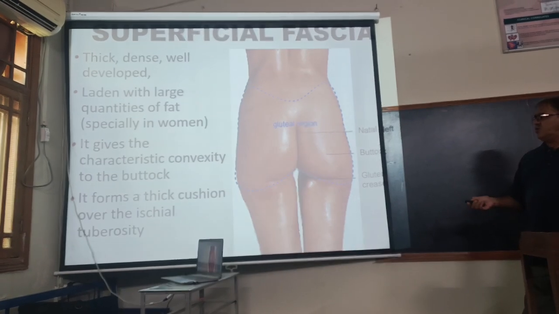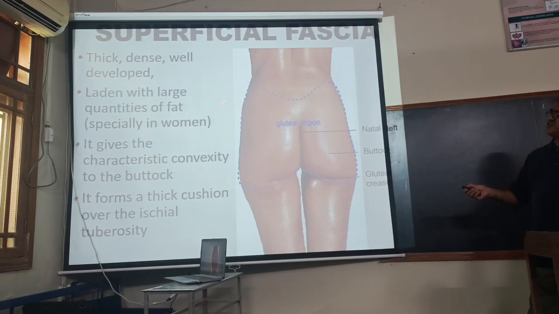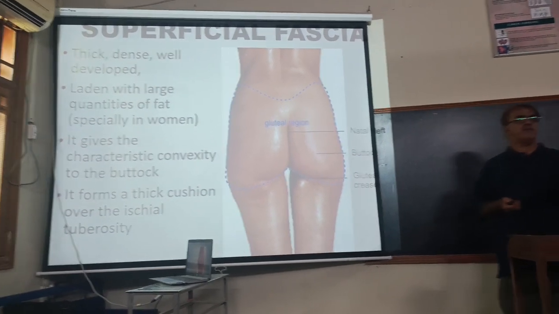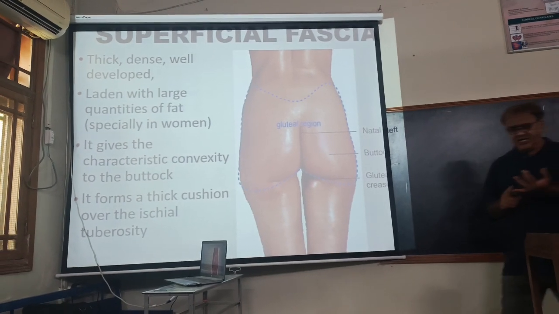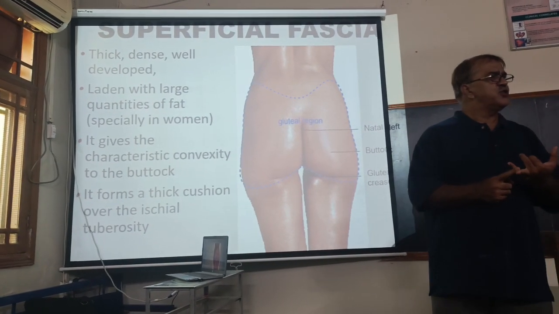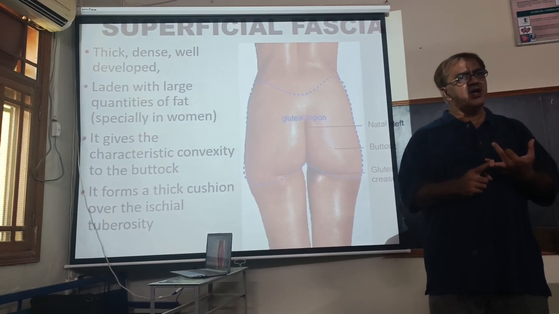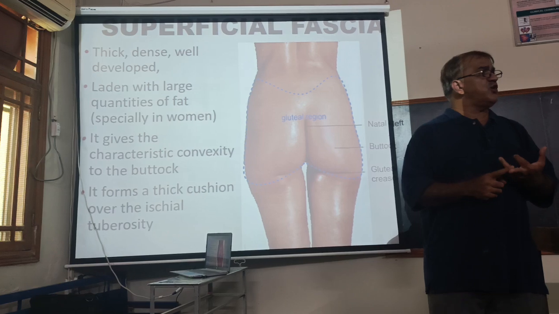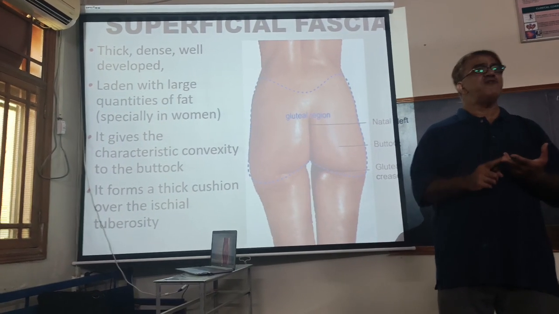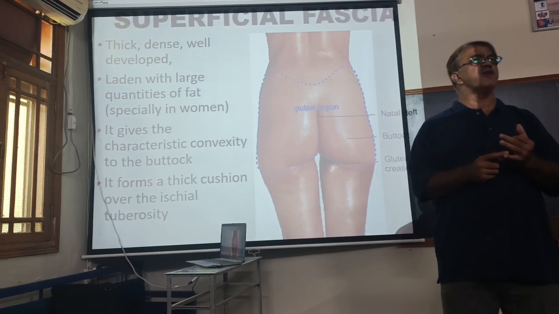Then see here, the superficial fascia. It is thick, it has to be thick, because we use this area for sitting. We need bulk here, we need fat for cushioning. So the skin and the superficial fascia are themselves thick. Then we have a lot of fat present over here, and then the bulkiest muscle of the body, gluteus maximus, lying over here.